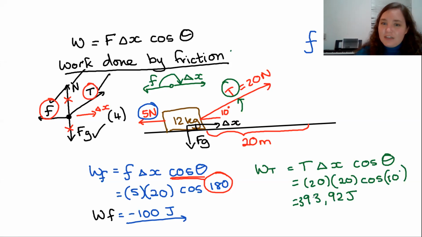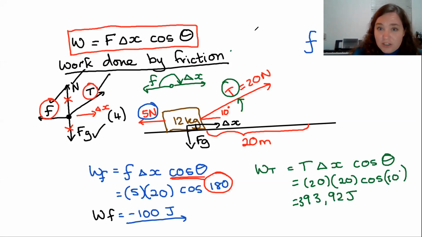Now, the reason that I've touched on all of this is this was my way of introducing you to the idea of how to calculate work. But we're actually going to use this as an example of how to apply the work energy theorem, which is W net is equal to the change in the kinetic energy of the object.